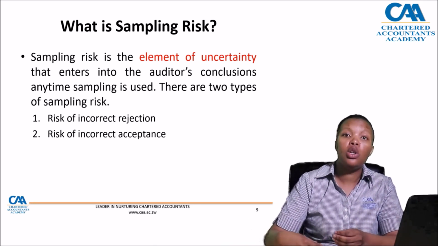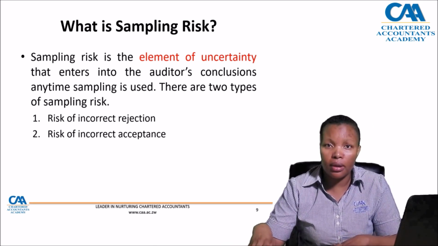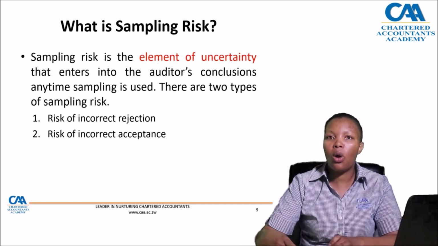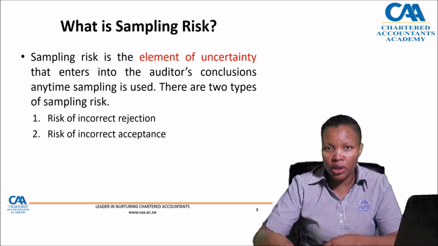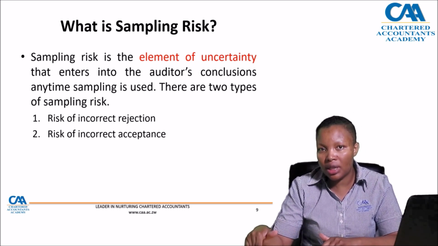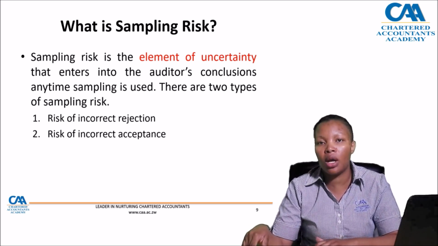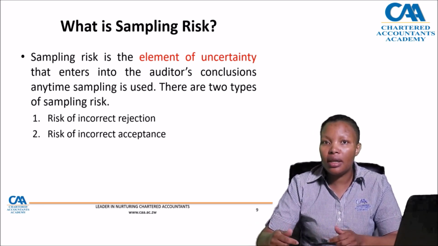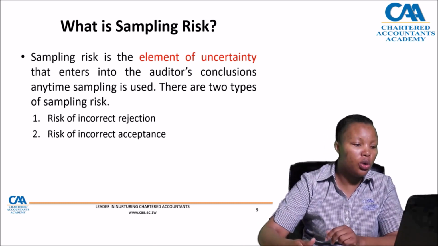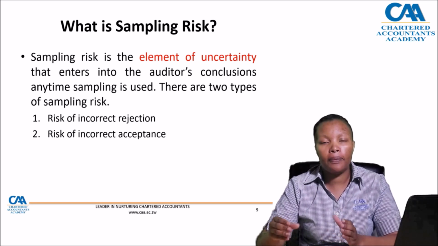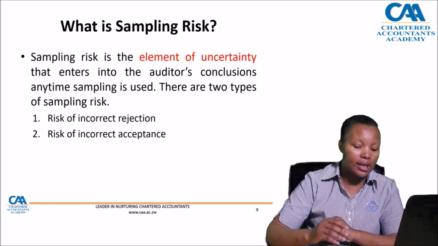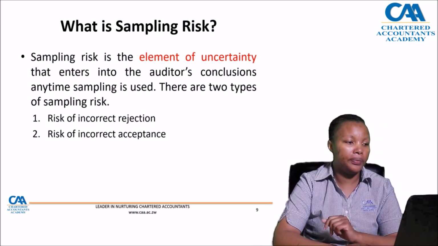And that is to say that in selecting your sample, you might say that things are fine only because of the sample that you have used. But maybe the rest of the population that you left out, that you didn't actually test or apply auditing procedures on, might actually be materially misstated. So because you're coming to your conclusion based on the sample, you will reach a conclusion which is incorrect. That is your sampling risk.